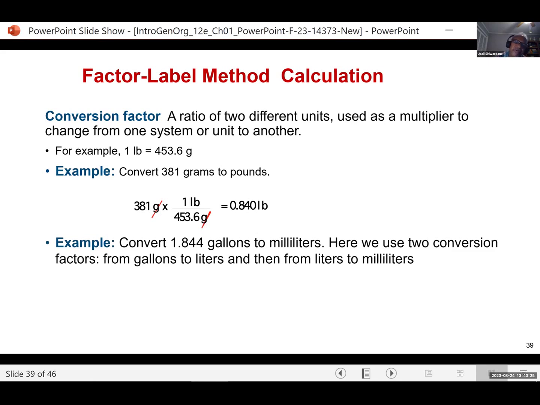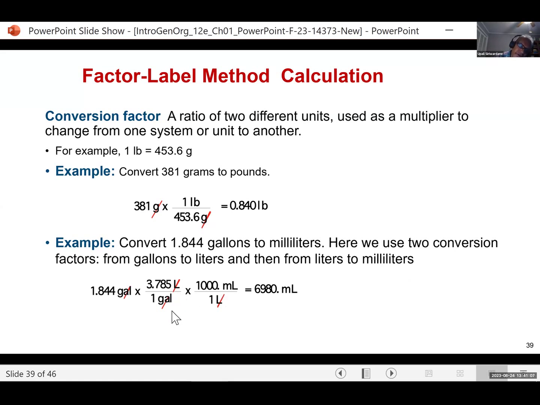How do you convert 1.844 gallons to milliliters? So you need to know the conversion factor between gallons and milliliters. 1 gallon is 3.785 liters. You convert gallons to liters, then liters to milliliters. So the question is how many milliliters? 1 liter is 1,000 milliliters.